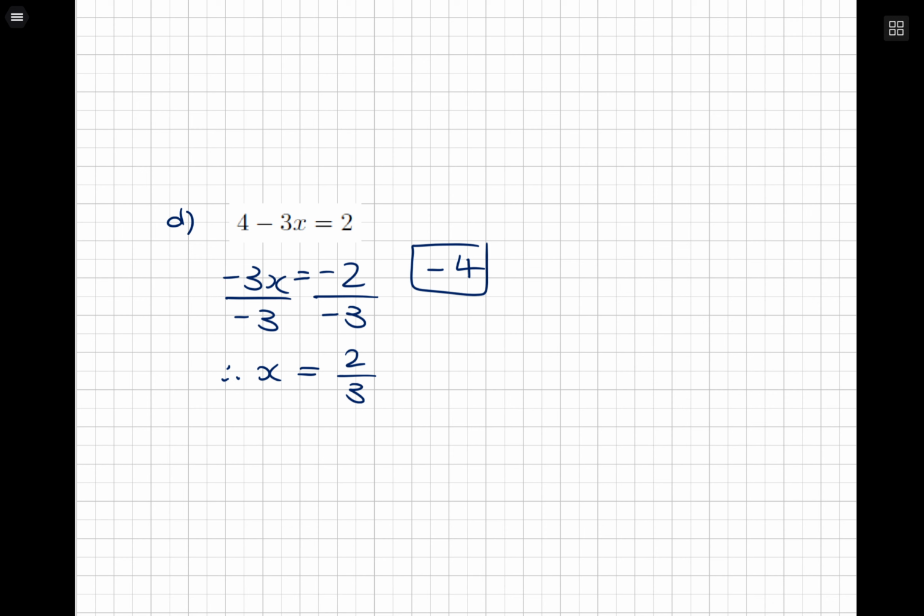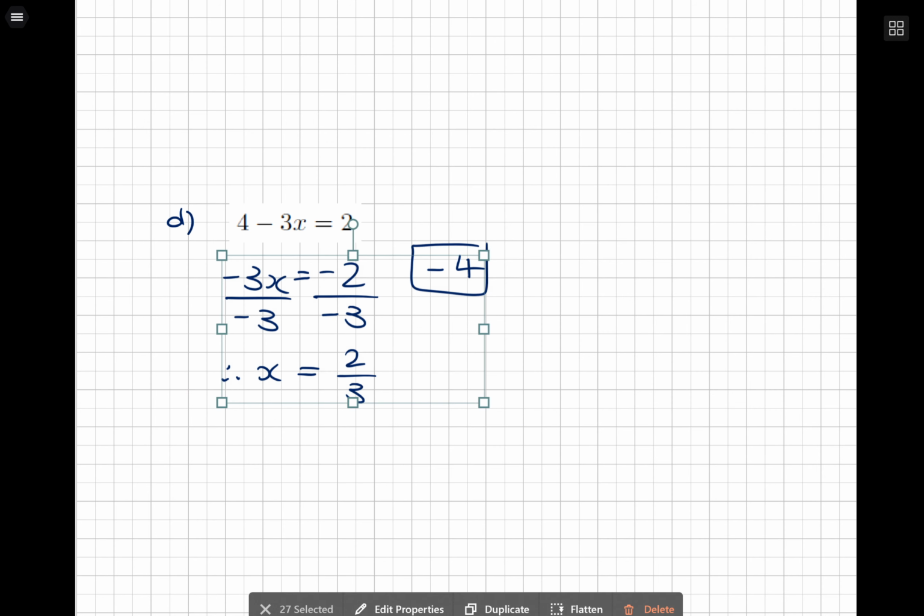Once again, we could do exactly the same question. If you didn't like having so many negatives, you could choose to do it in a slightly different order.